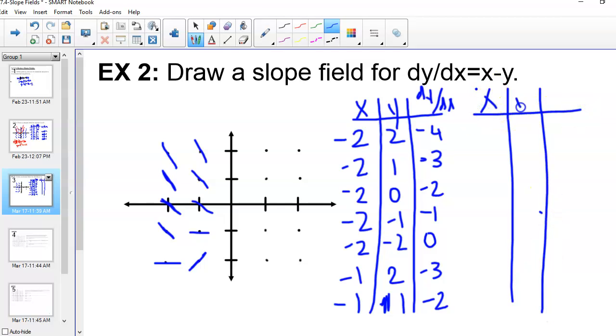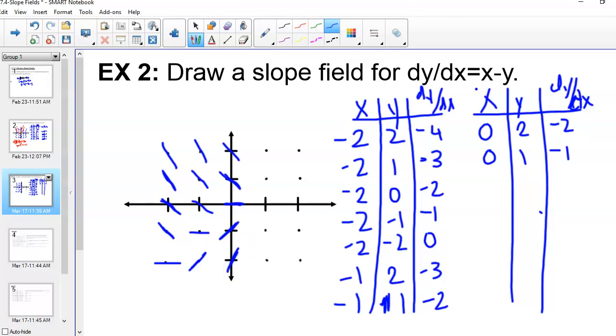So x, y, and dy over dx. Sorry about that writing there. So our next point is at 0, 2. And if I do 0 minus 2, I'll get negative 2. And so I'll have a slope of negative 2 here. At 0, 1, I'm going to get negative 1. So I have a slope of negative 1 here. I'm going to have a slope of 0 next, then positive 1, and then positive 2.